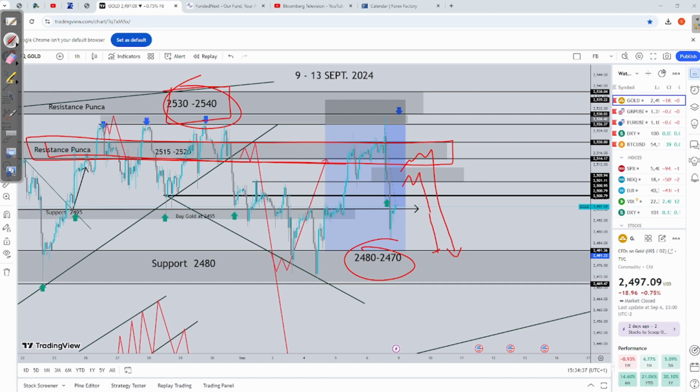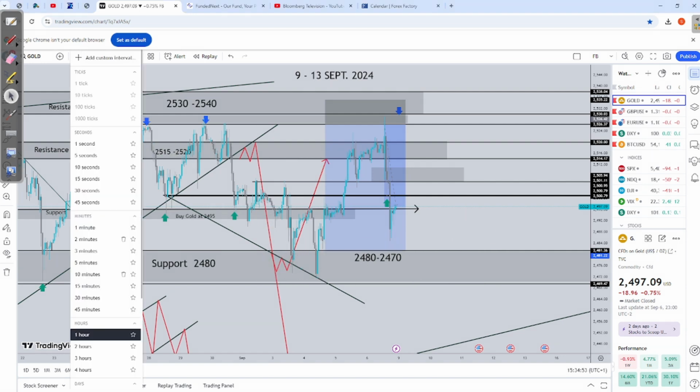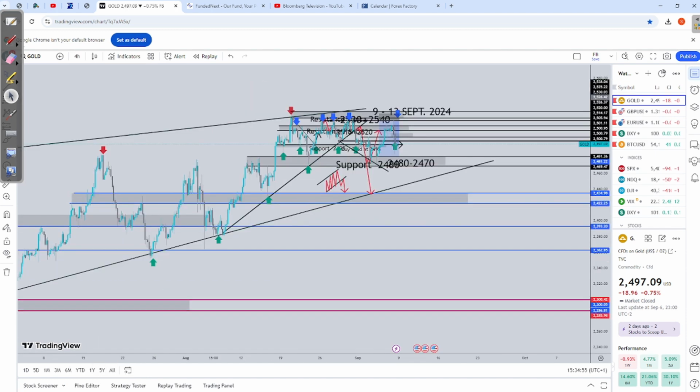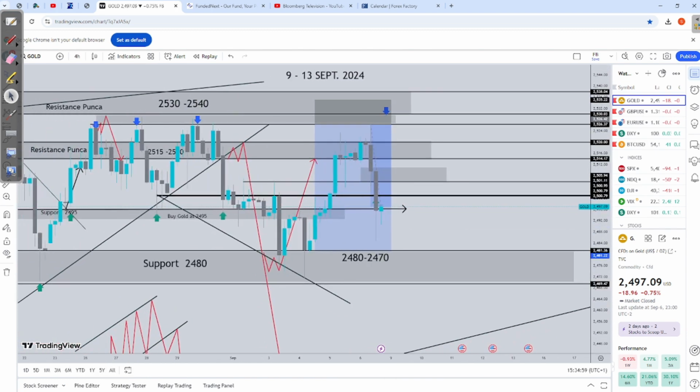Let's look at something. Let me go to the 4-hour time frame. If I go to the 4-hour time frame, let me clean this. Let's see how it will look. So on a 4-hour time frame, it's a little bit okay. On a 4-hour time frame, this is what we are expecting.